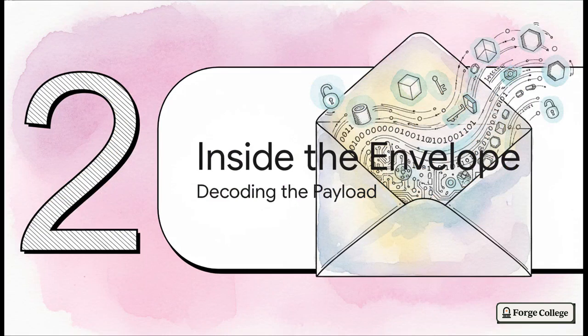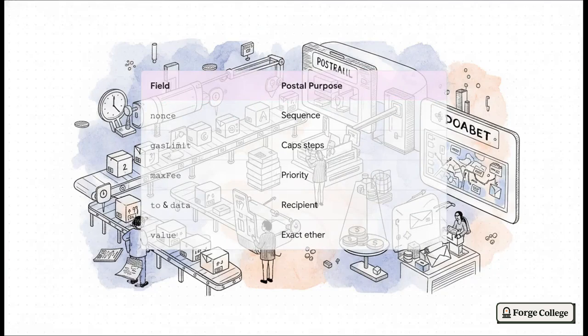Section 2. Inside the envelope. Decoding the payload. It's actually wild how perfectly the technical payload maps to a standard shipping label. Your nonce is just a sequence number that orders your packages and prevents someone from resubmitting or replaying your transaction. The gasLimit is your shipping budget, capping the maximum execution steps you are willing to pay for. Your maxFeePerGas dictates your priority in the sorting center. You want faster shipping? You pay a higher fee.